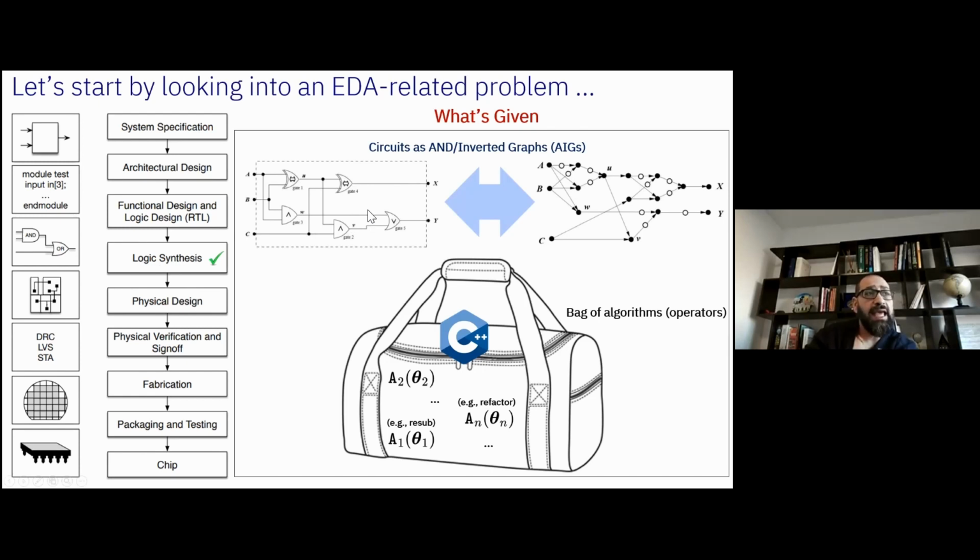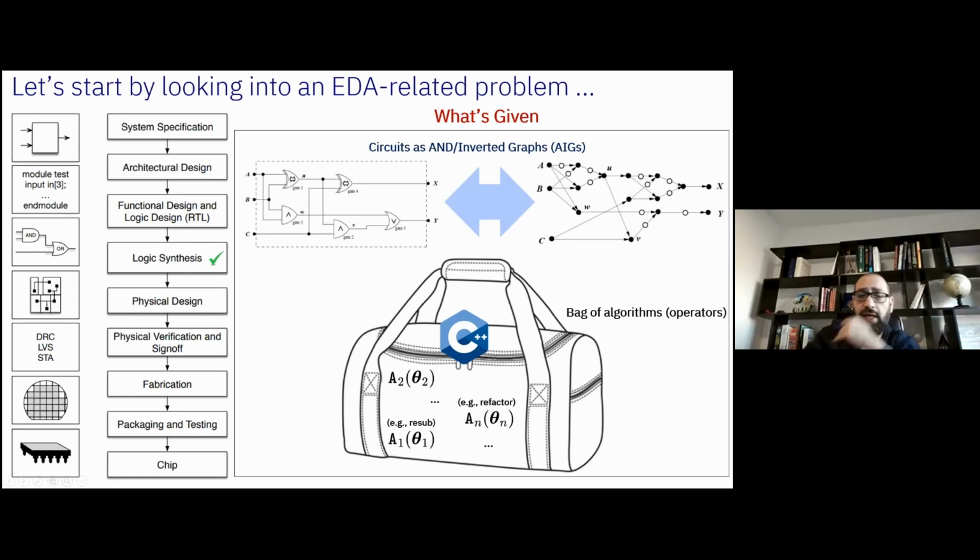Then what you can do is map this chip into a graph. This graph is a description of this circuit, which is equivalent. There's a theorem that says you can describe these Boolean functions essentially as a graph which has only AND gates and inverter gates. So you could describe any circuit just by this, what we call an AND inverter graph, or AIG.